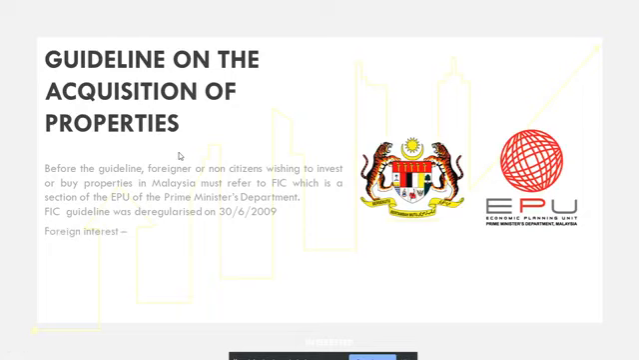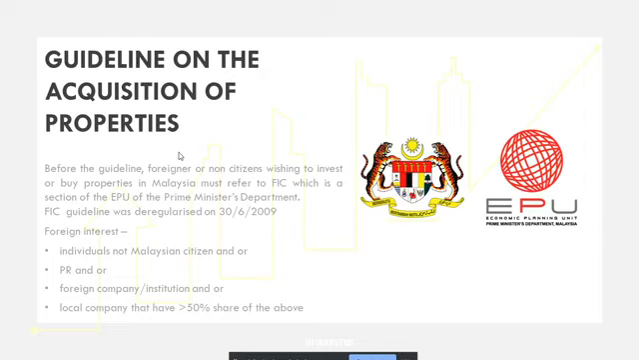So apa maksud foreign interest? Siapa foreign interest? Individual not Malaysian citizen, of course lah. Orang bukan rakyat Malaysia. Itu adalah PR, permanent resident, penduduk tetap. Ketiga adalah foreign company, syarikat-syarikat luar negara atau institusi luar negara. Dan last sekali, local company that have more than 50% share. So syarikat tempatan tapi dalam share company tersebut ada lebih 50% luar negara punya share.